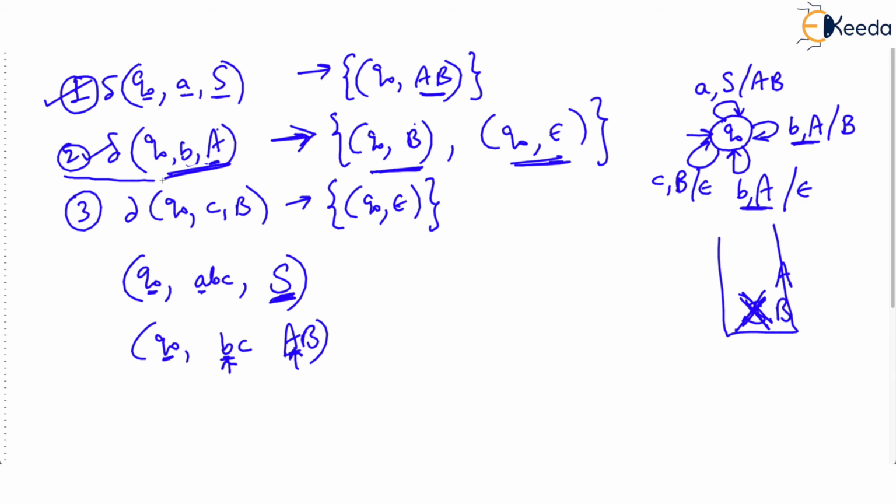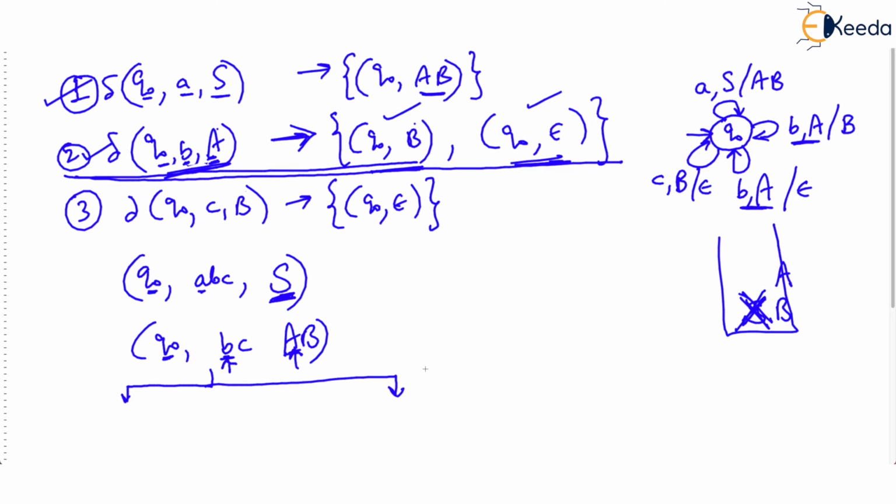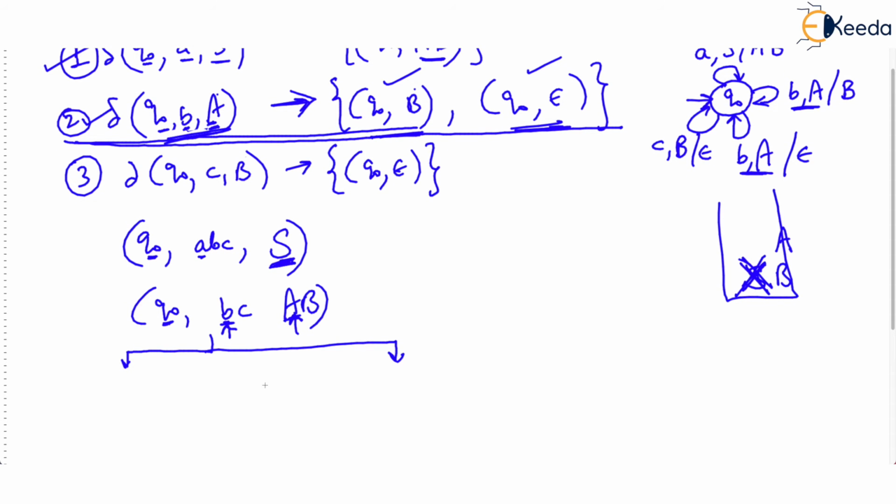Wait a minute, just check this second transition that we have written. Q0 is reading B and top is A. Then the machine might do this or this. Then we will show non-determinism by showing two branches. The machine can either replace this A with B. So what we have is Q0 C remaining because B is consumed, and this A is replaced with B, and one more B is still pending on the stack.